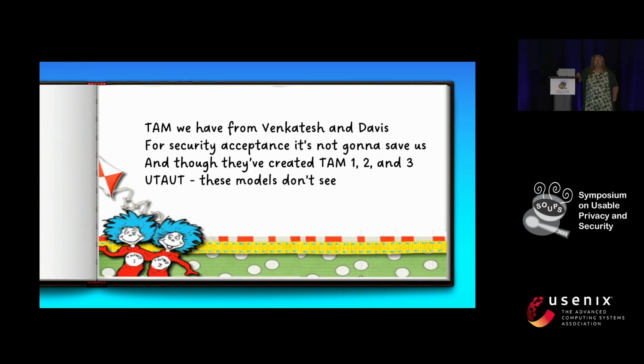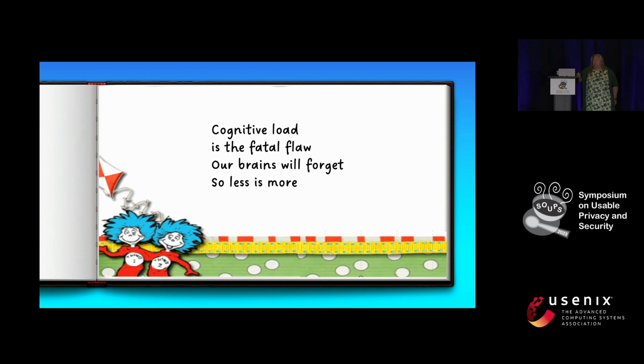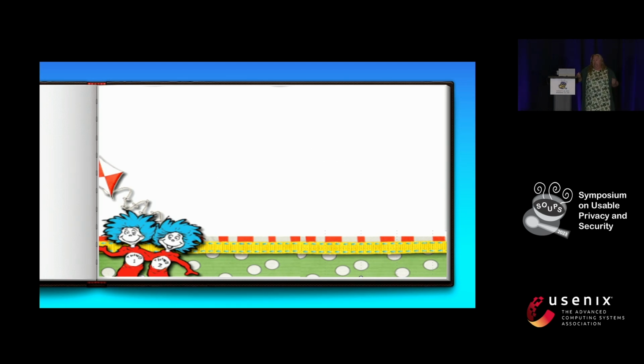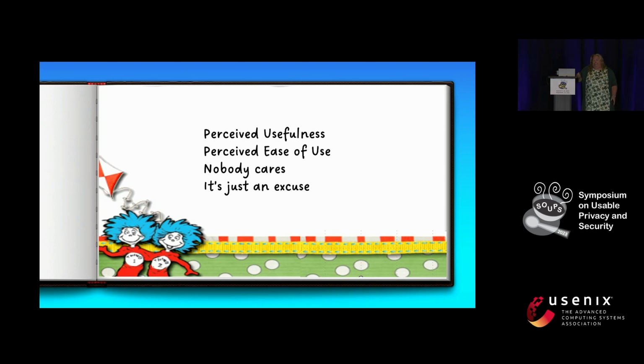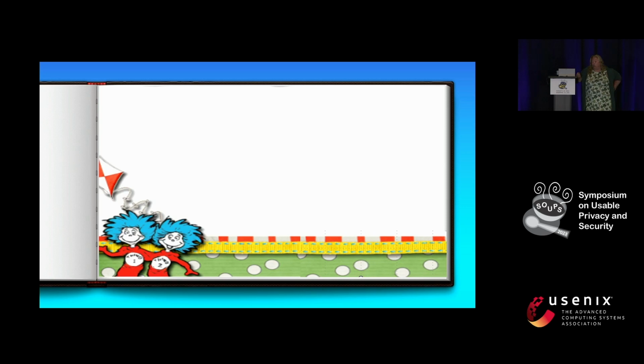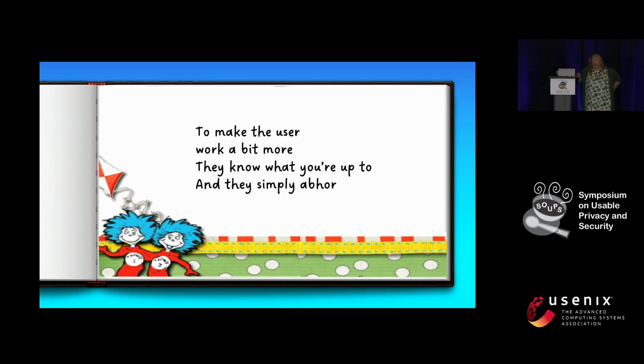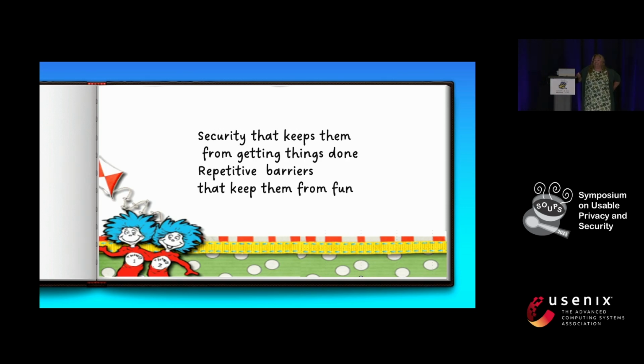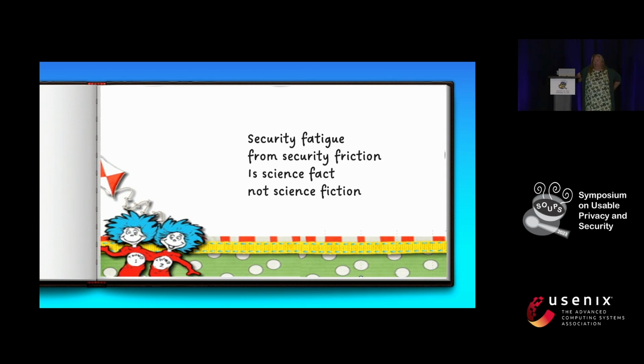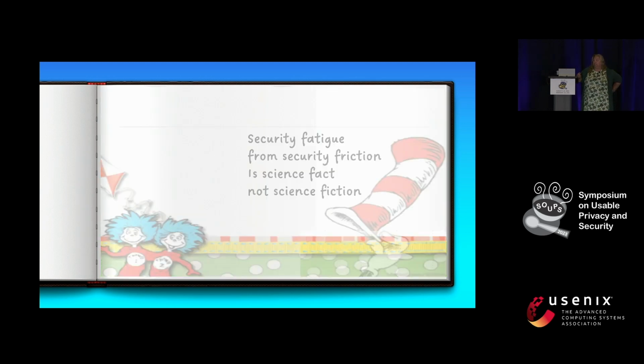It's not going to save us. And though they've created TAM 1, 2, and 3, UT, these models don't see that security is the fatal flaw. Our brains will forget. So less is more. Perceived usefulness, perceived ease of use, nobody cares. It's simply an excuse to make the user work a bit more. They know what you're up to, and they simply abhor security that keeps them from getting things done, repetitive barriers that keep them from fun. So, security fatigue from security friction is science facts, not science fiction.